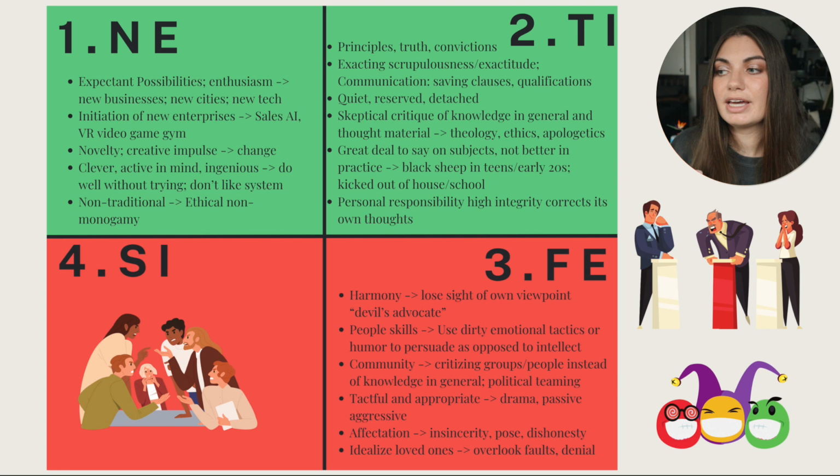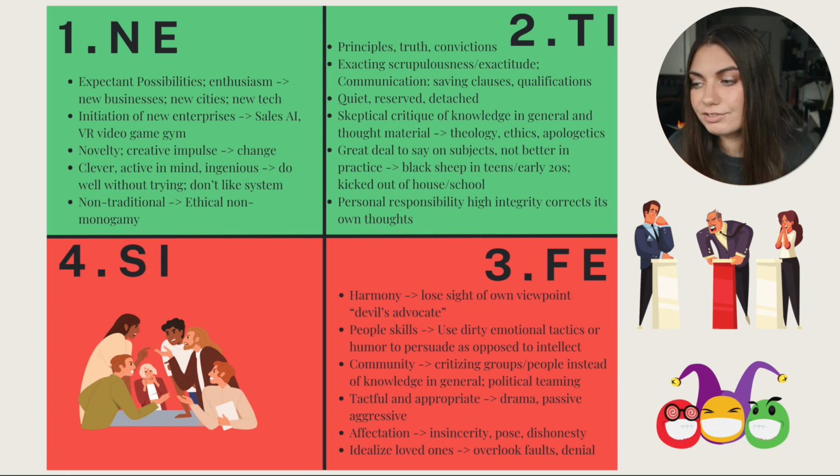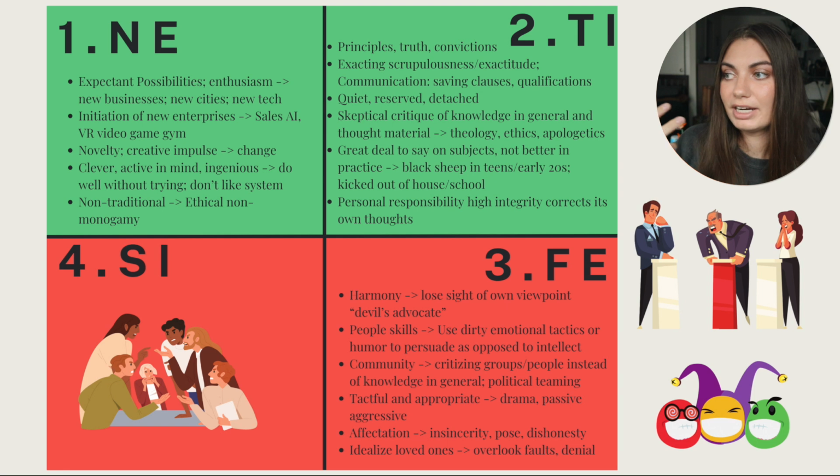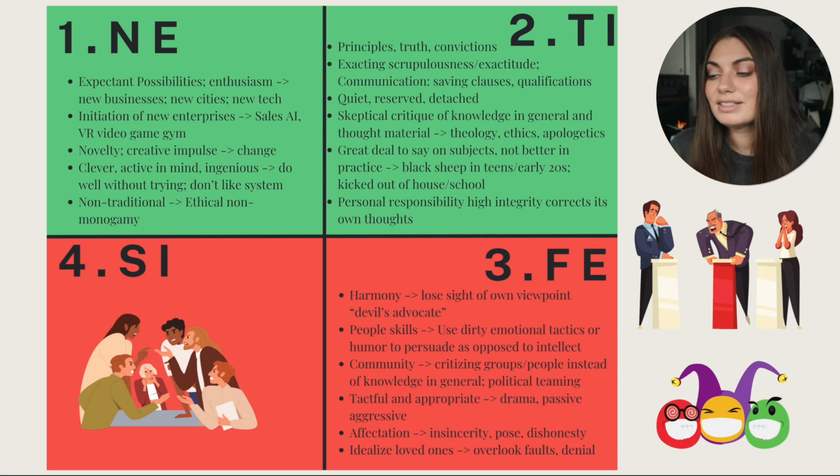So if you really want the critique of knowledge in general, and that exacting scrupulousness, that rightness which TI gives you, you can't be an FE, because as soon as you start getting into this emotional group behavior, you're getting out of the actual rightness. So FE is very community oriented. The way this can get twisted is it's criticizing groups and people instead of knowledge in general. And this could be political teaming.